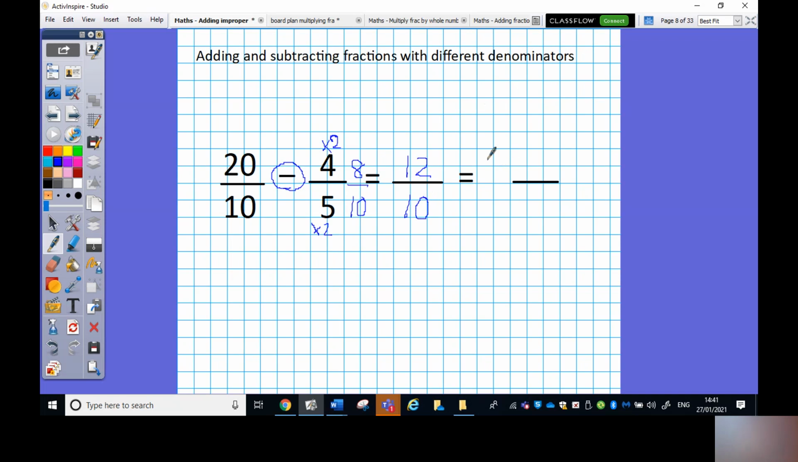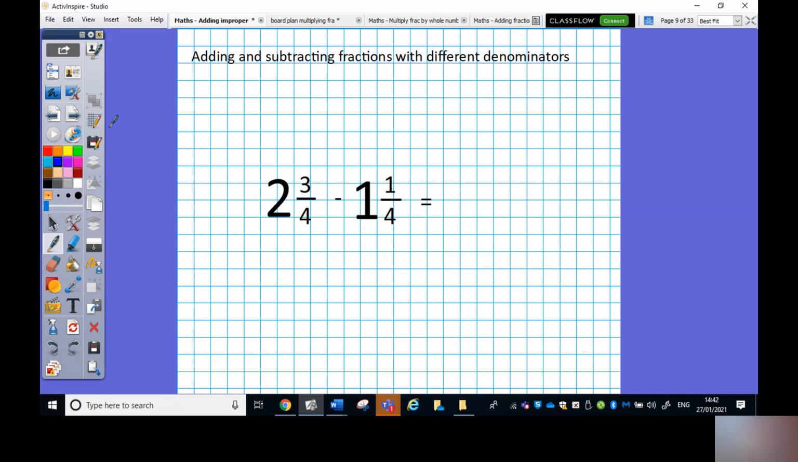Excellent. Okay, what's my answer as a mixed number? Well done. You're getting really good at this. Keep it up. Good job. 2 and 2/10. Can I simplify 2/10? What number can I divide 2 and 10 by? Good. Yeah, so I can also write 2 and 1/5 because 2 divided by 2 equals 1 and 10 divided by 2 equals 5. So I've simplified that.